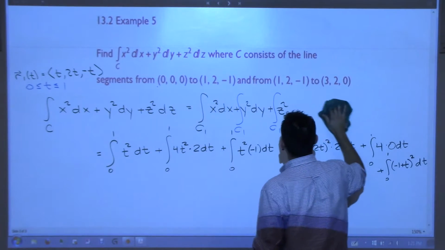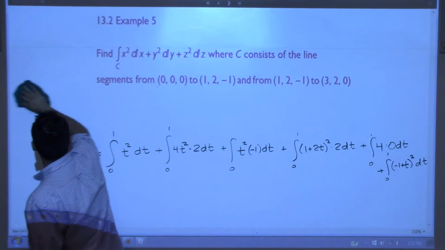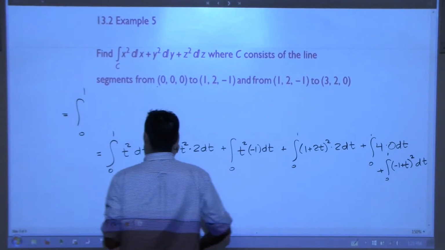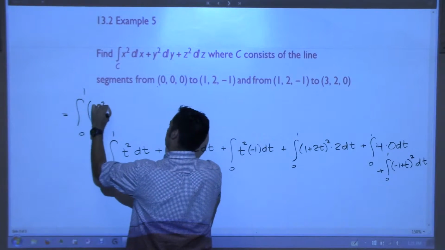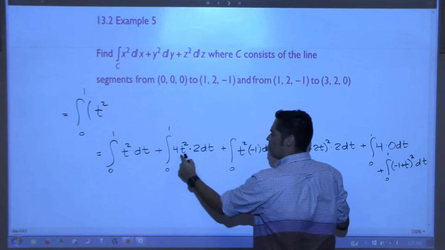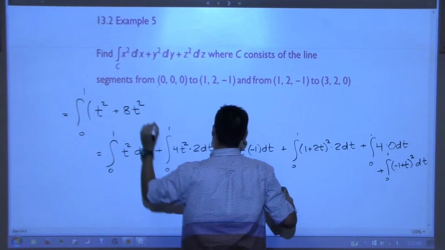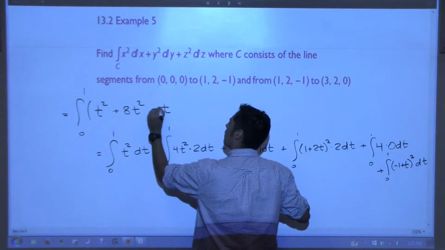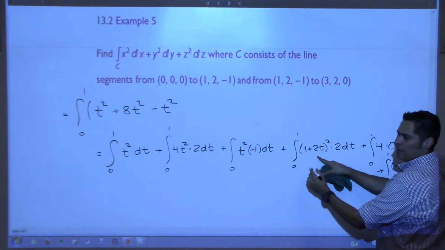And I should just have a big old polynomial, right? Let's see if I can get this written down. This will be equal to just one big integral, 0 to 1. Try and clean this up. I've got t squared here. And here we've got plus 8t squared. And then this one, minus t squared.